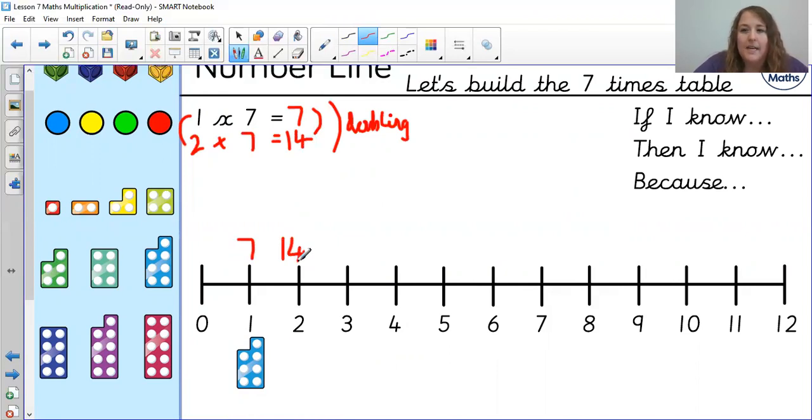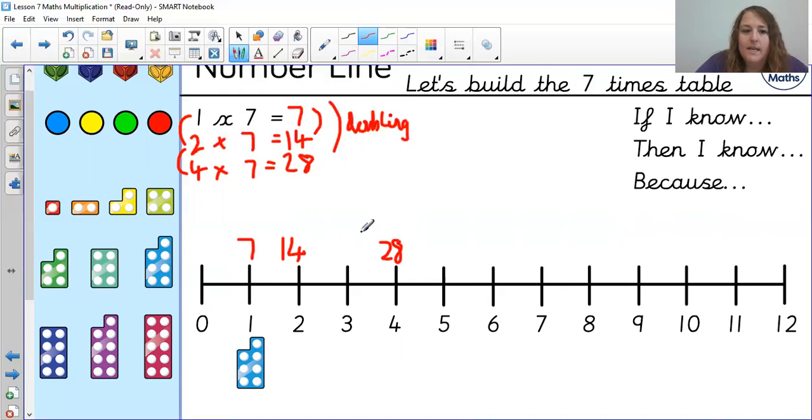Excellent. Okay, so I'm going to use that same technique. So if I know 2 times 7, then I know 4 times 7 for the same reason that I'm doubling. I've doubled 2 to get to 4, so I now need to double 14. So double 4 in my ones column is 8, and double 10 would give me 20. So I've got 28 here, and I can pop that on my 4 down on my build it grid.